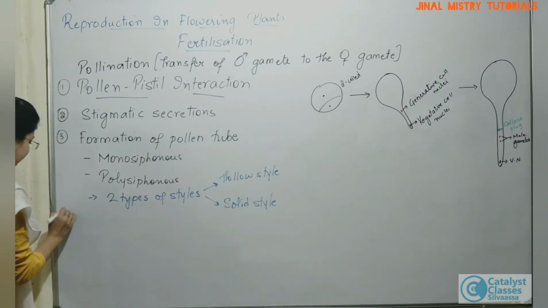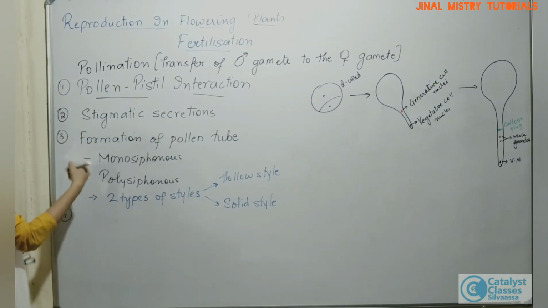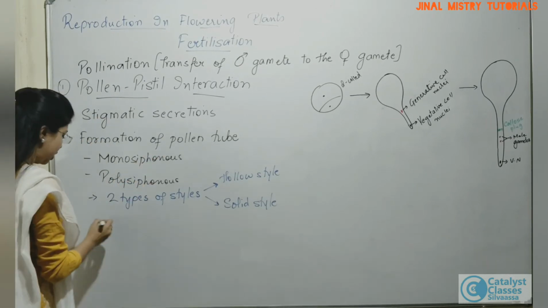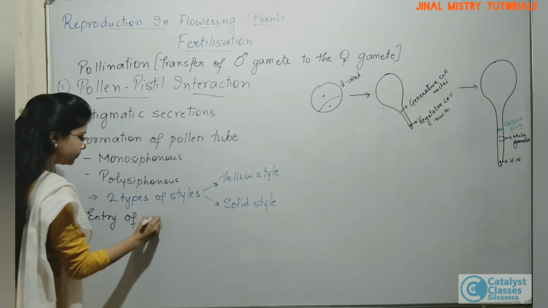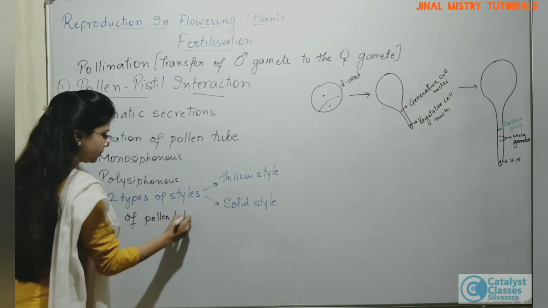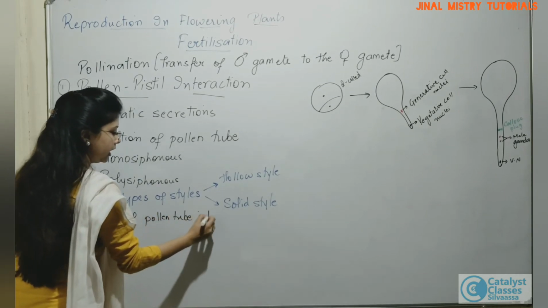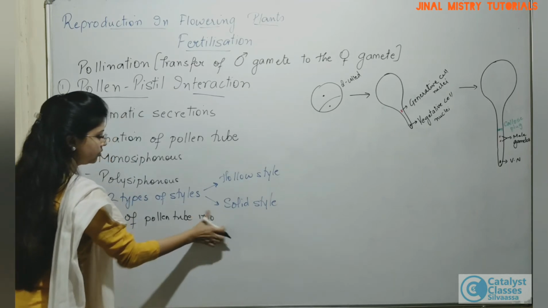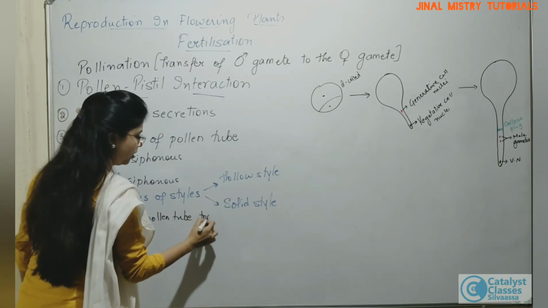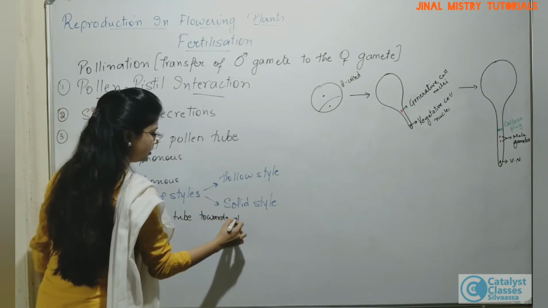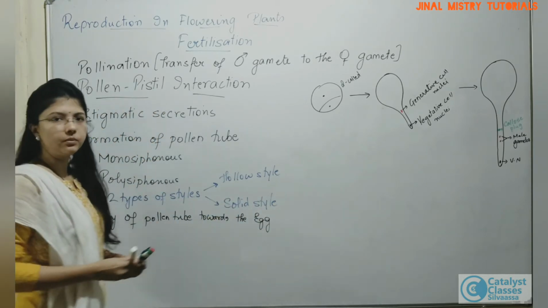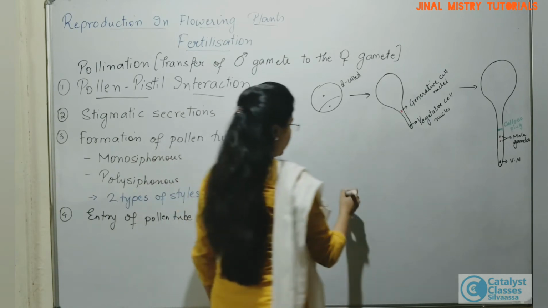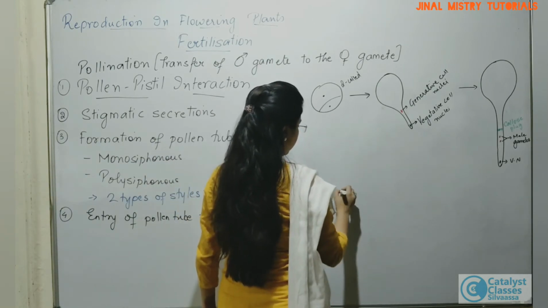The next event that is going to take place in the fertilization process is the entry of the pollen tube towards the egg, or you can say the female gamete.